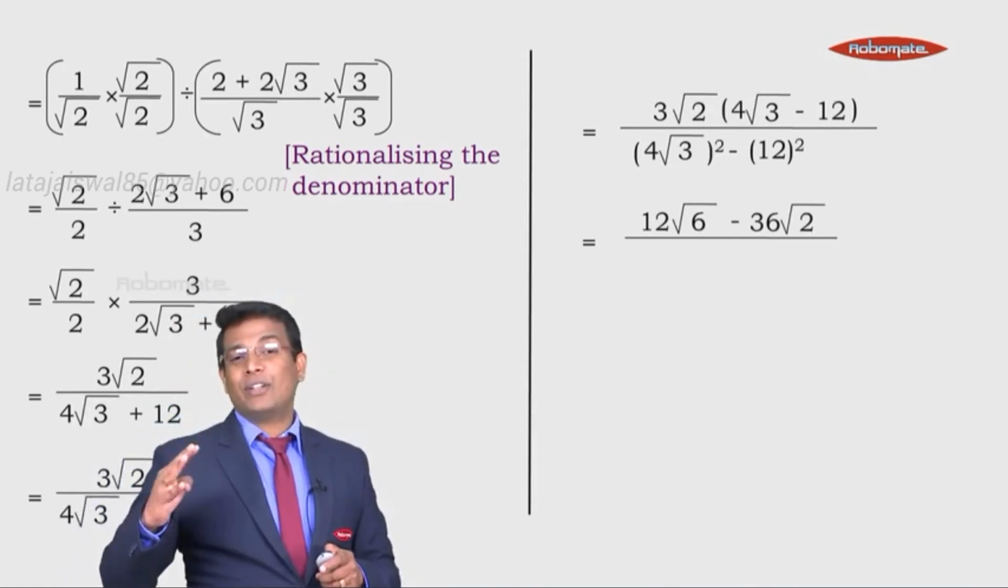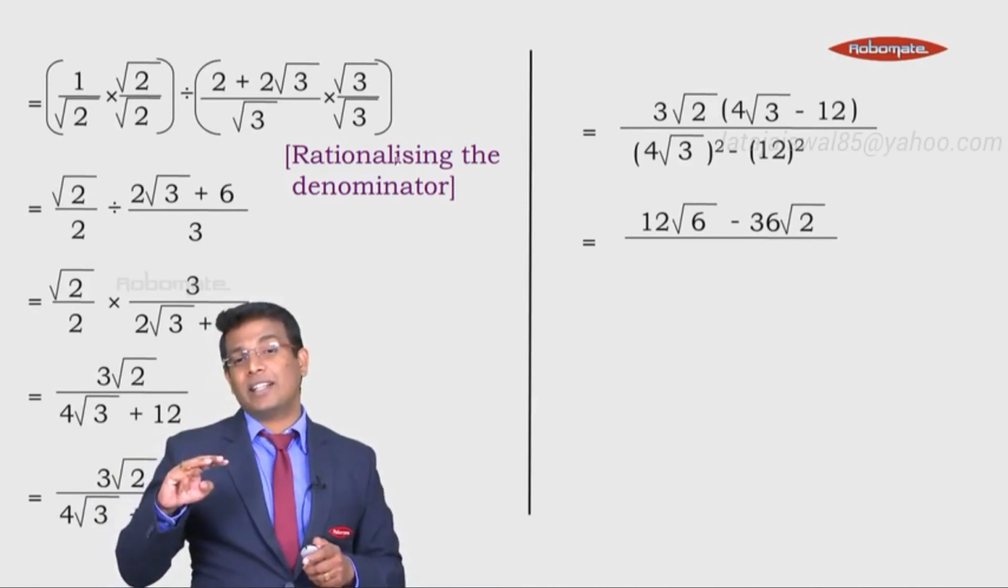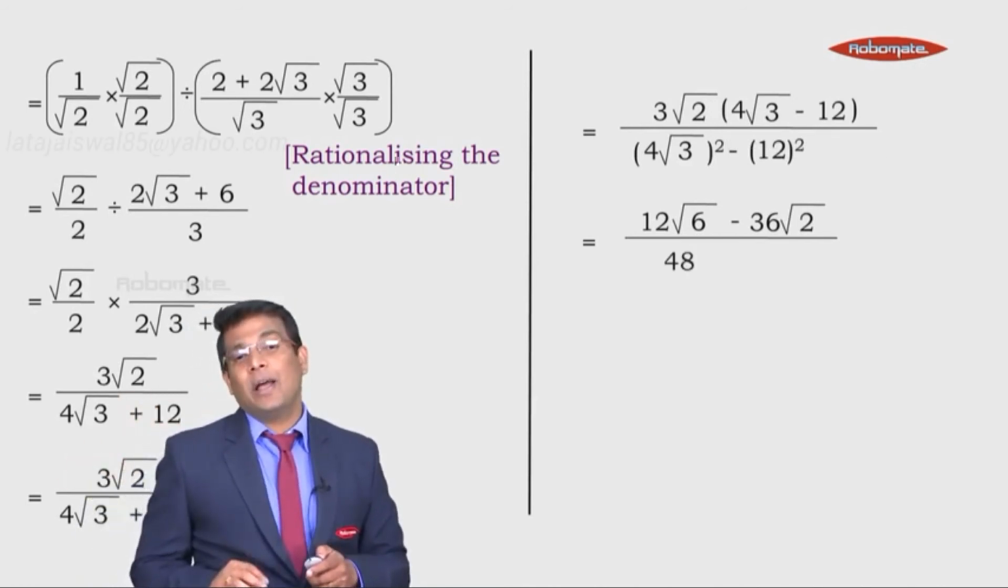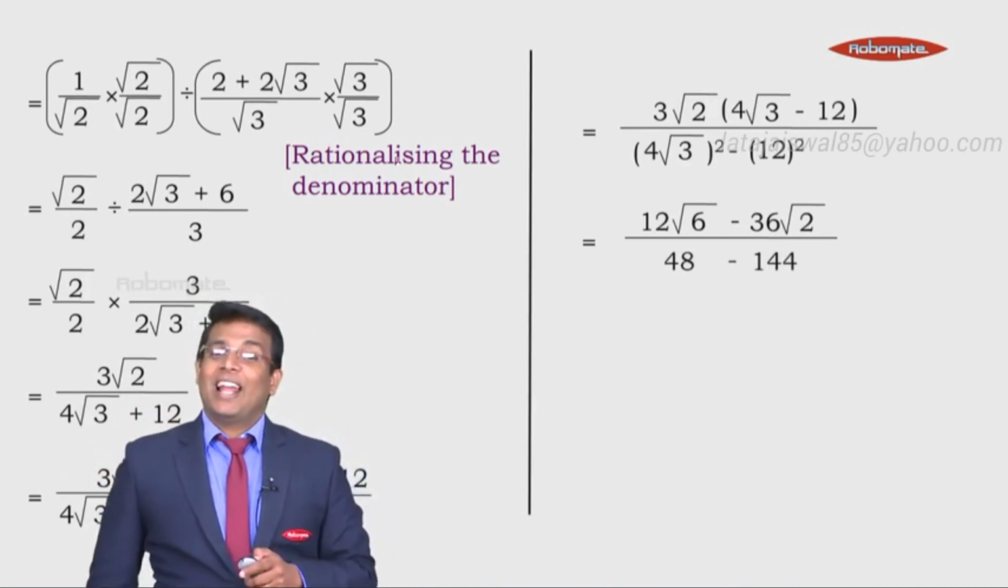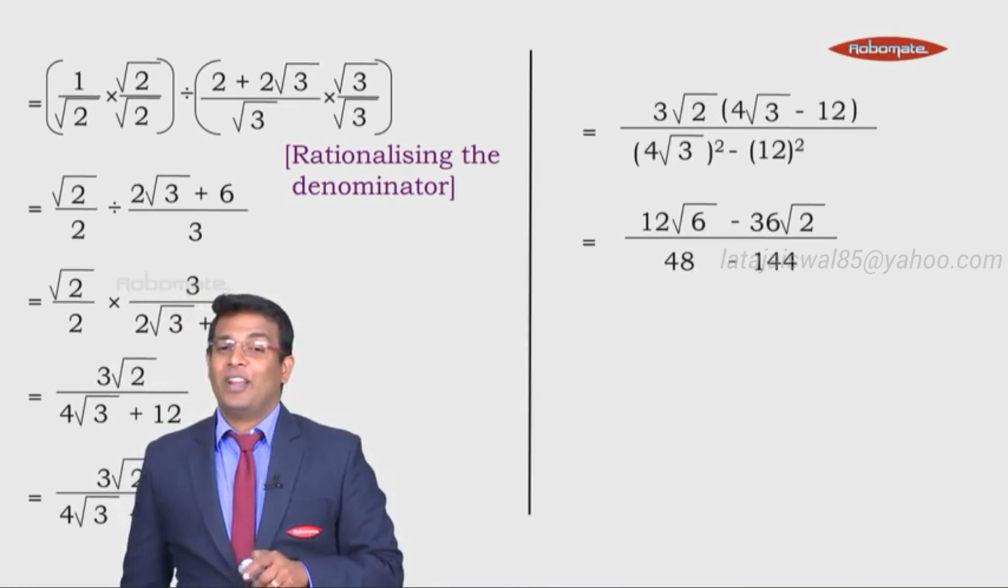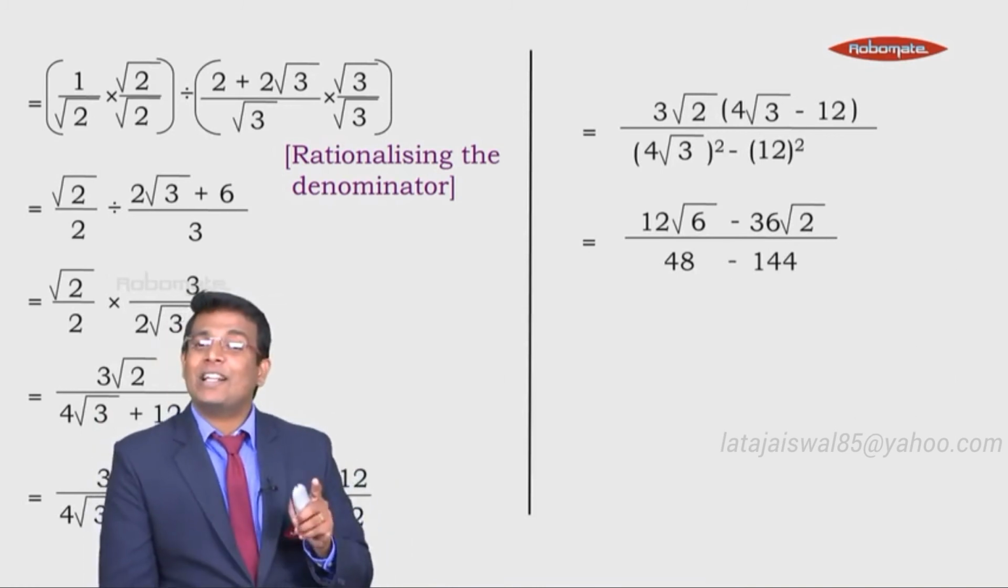The square of 4 is 16. The square of root 3 is 3. So 16 into 3 is 48. Minus 12 square is nothing but 144, right? Now that means in the numerator we have 12 root 6 minus 36 root 2.